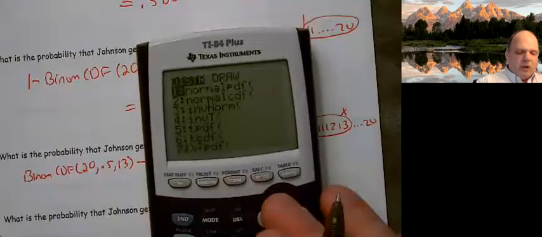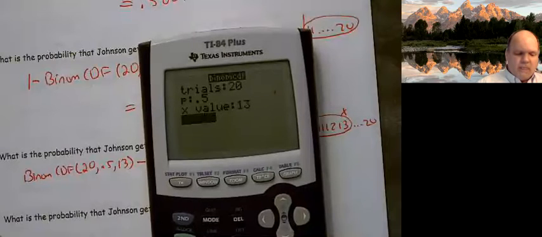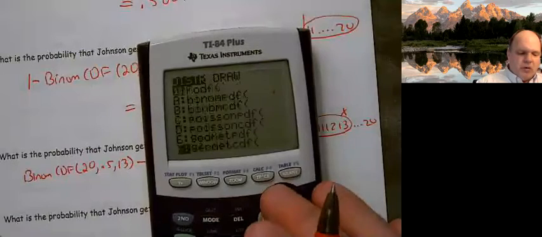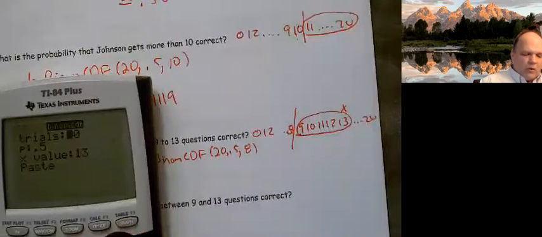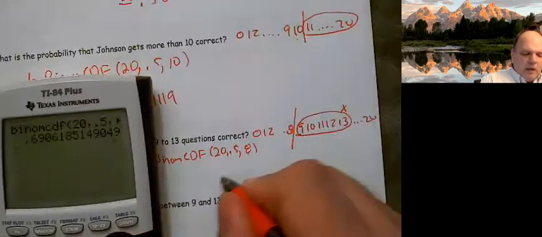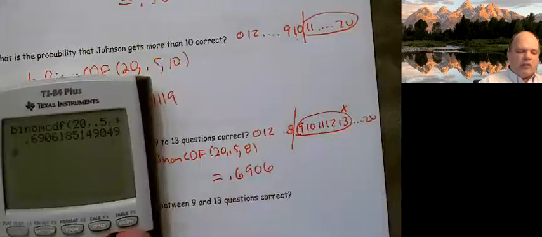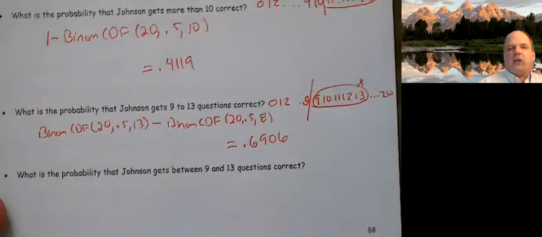So second vars, binomial CDF, trials 20, 0.5, X value is 13, minus second vars, binomial CDF, trials 20, 0.5, X value is 8, and we get 0.6906. So there's about a 69% chance that he gets between 9 and 13 correct.